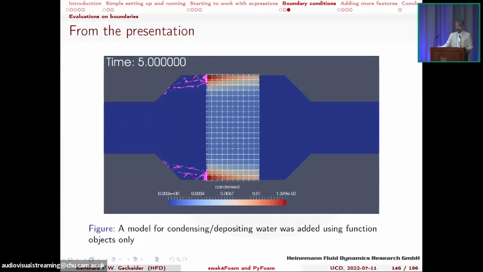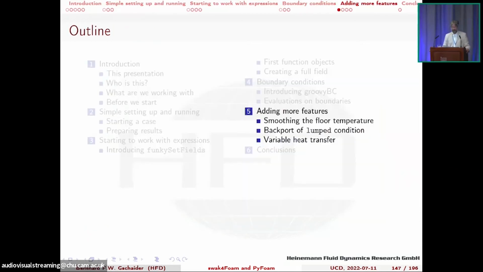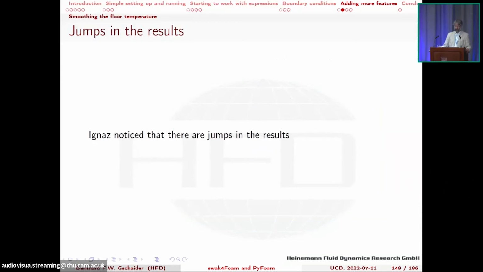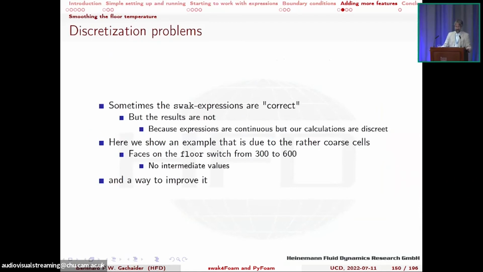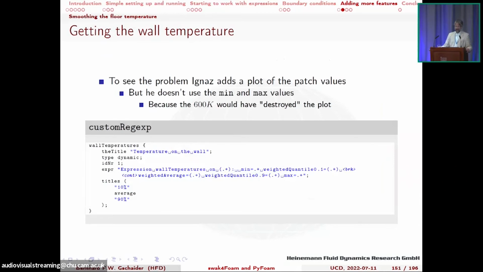So in swak4Foam, you can have boundary conditions that depend on the flow. And one example from that presentation was using a regular solver from OpenFOAM, which had porous medium, but didn't have water deposition and evaporation of water droplets. It added these just with function objects without any programming. Okay. Yeah. These are the more advanced things.